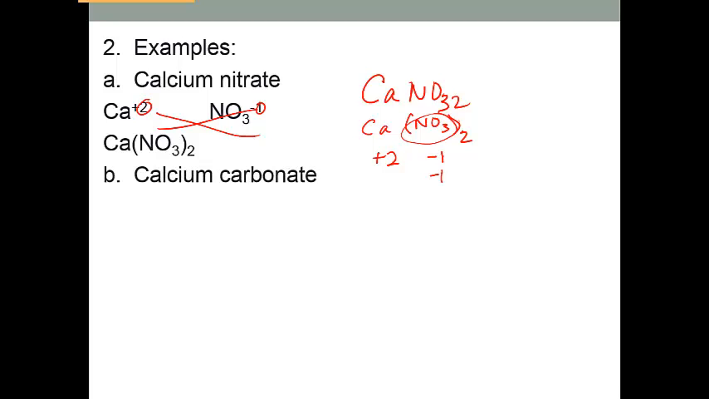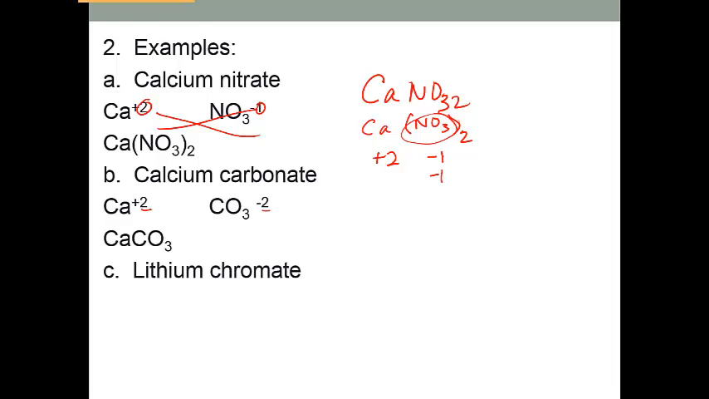Let's try another one with calcium carbonate. So calcium is still the +2, but carbonate is the CO3 -2. Notice that you have +2 and -2. So these already cancel each other out. If you were to write Ca2 and then CO3 in parentheses with a 2, it would be like an earlier problem where we need to reduce it to the lowest whole number ratio. So CaCO3 should be your final answer.